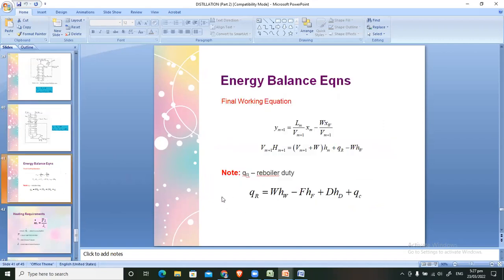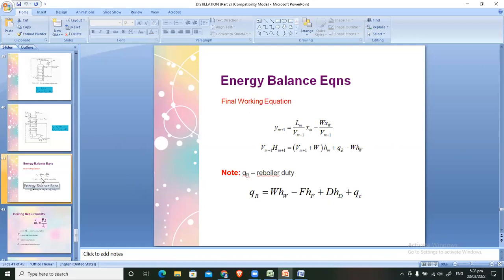This is your reboiler duty. So it needs the enthalpy of the bottoms liquid, that of the feed, and of the distillate, together with the condenser duty. McCabe has sufficient examples on this. I assigned this as an example for you to read last year. So hopefully you did read it so that you will have an idea on how to determine the condenser and reboiler duties.